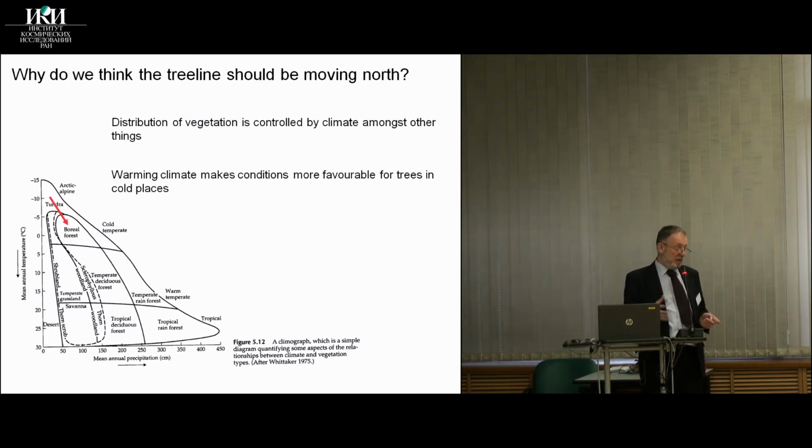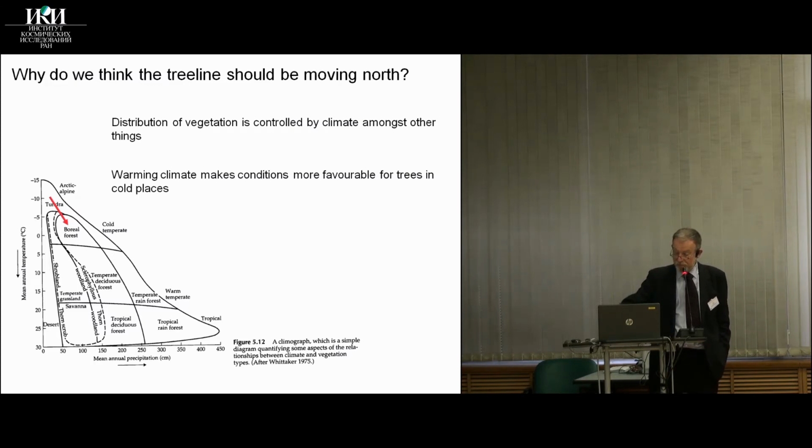At the simplest level, we should expect that as a result of climate change, this zone, this transition region, should be moving northwards. A major control on the distribution of northern vegetation is climate. It's not the only control, but it's a major control. And the climate, we believe, is becoming warmer and becoming wetter. And these are both things that favor the growth of trees. So we would expect a northward advance of vegetation.